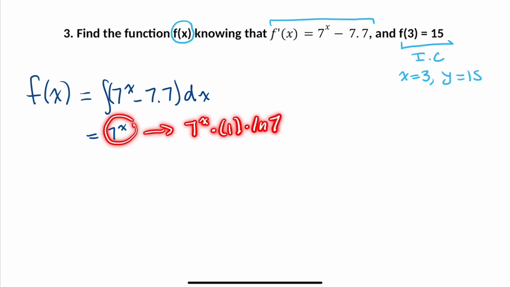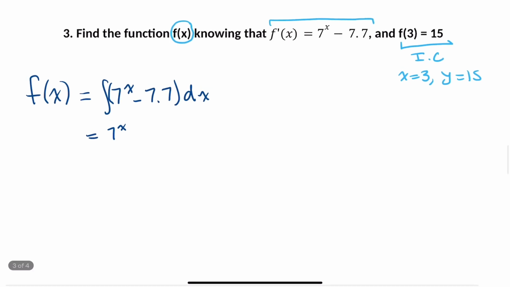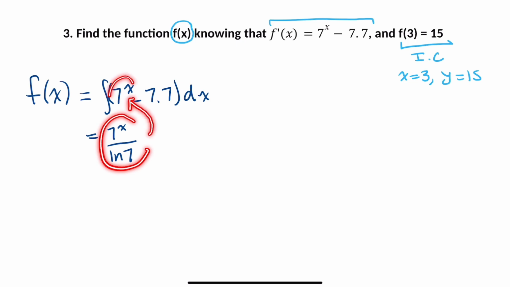And as you can see here, we do not have ln 7 here. So to get rid of this ln 7, we'll need to divide by ln 7. If you take the derivative of this, you're going to go back to here. And then negative 7.7 is just a constant, and whenever you have a constant, you'll just add the variable to the end. And then don't forget your constant of integration plus c.